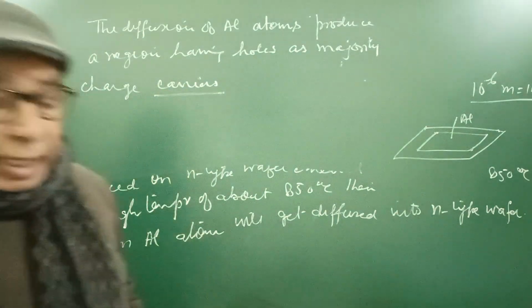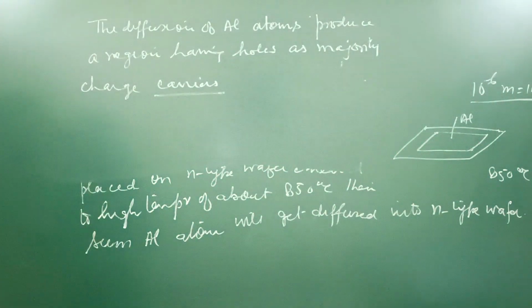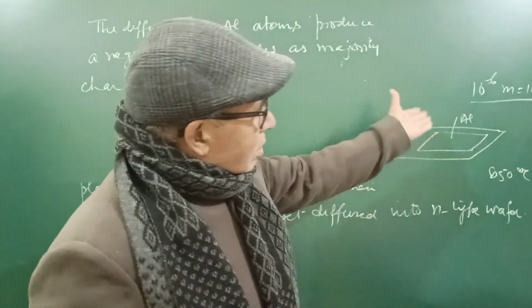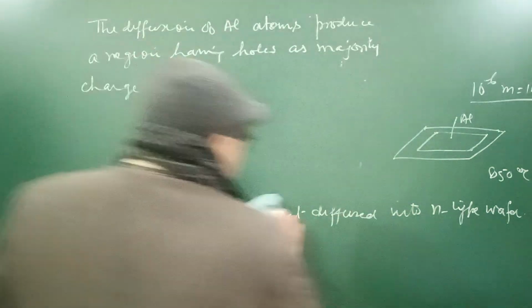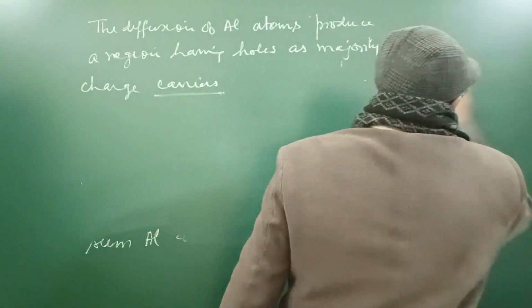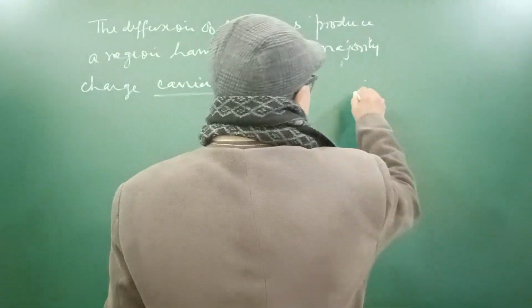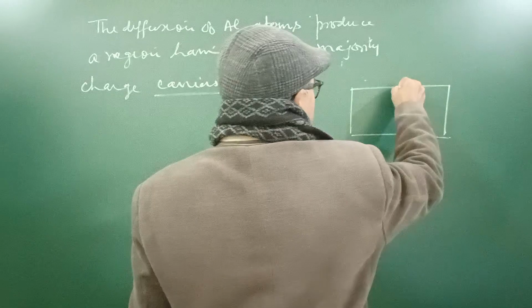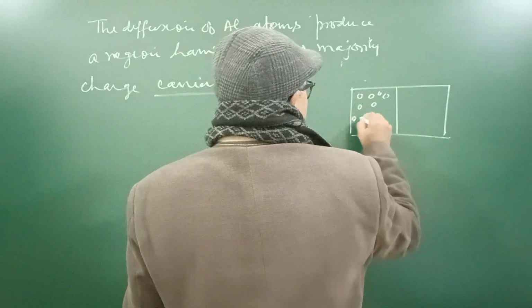Try to understand what I am saying. We had initially an N-type wafer. In the N-type wafer, we place an aluminum sheet, or there are other methods, and we diffuse some trivalent atoms, and that way a region is created having a majority of holes as charge carriers. We can represent it like this. Suppose it is a block here. This is the region here. On one side there will be holes as majority charge carriers.